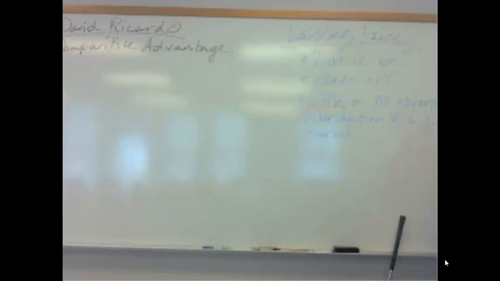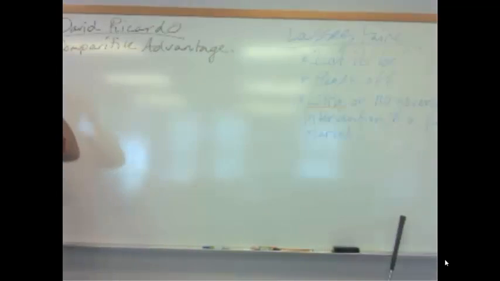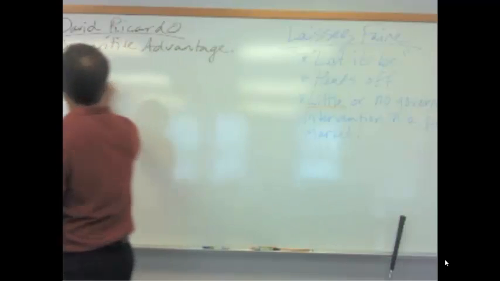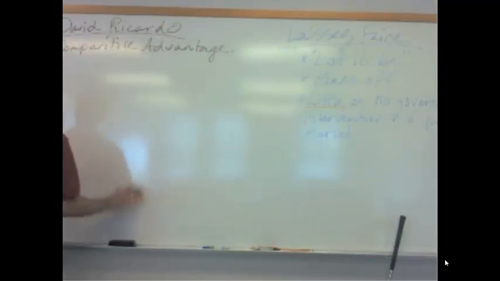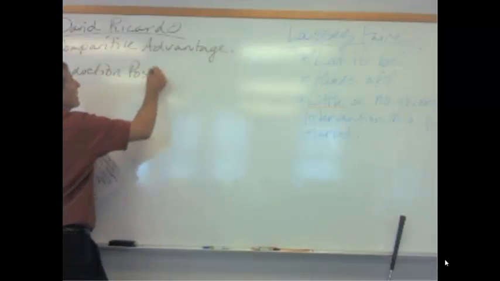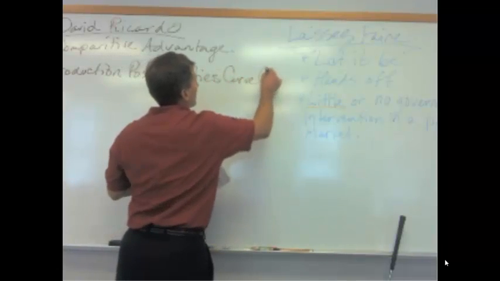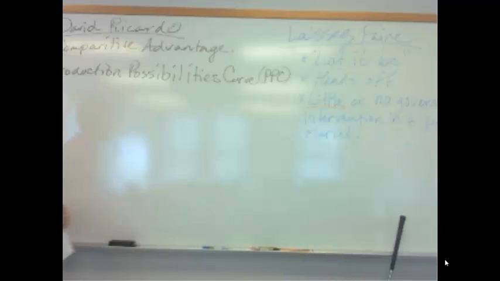Okay, so today I want to do a little bit different application of comparative advantage. We're going to start with our schedule goggles and look at the production possibilities curve. Whoops, I need to write that out for the first time. The production possibilities curve, the PPC. It's also referred to sometimes as the frontier, the production possibilities frontier, same thing.